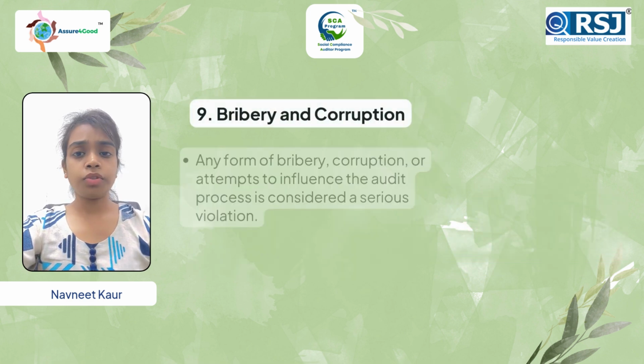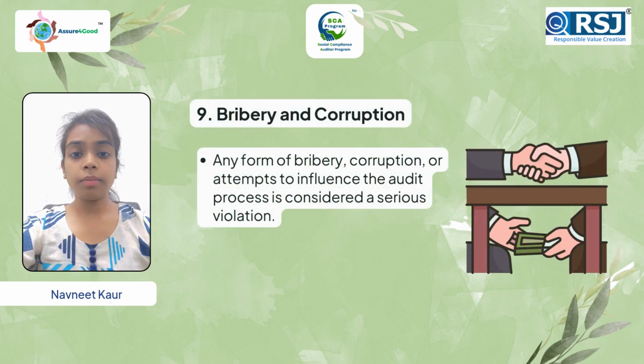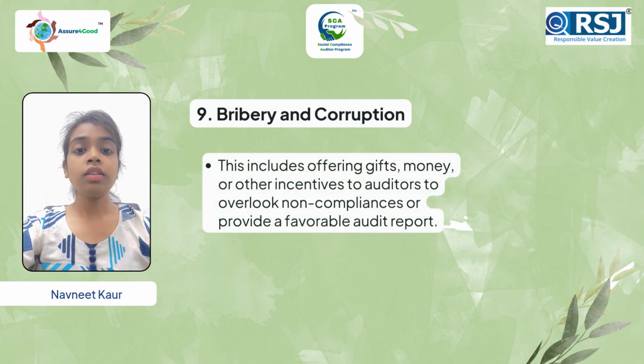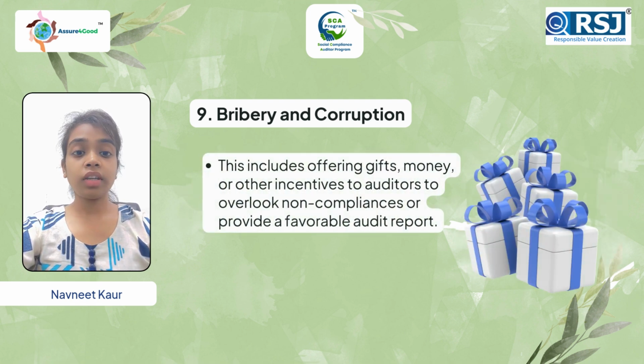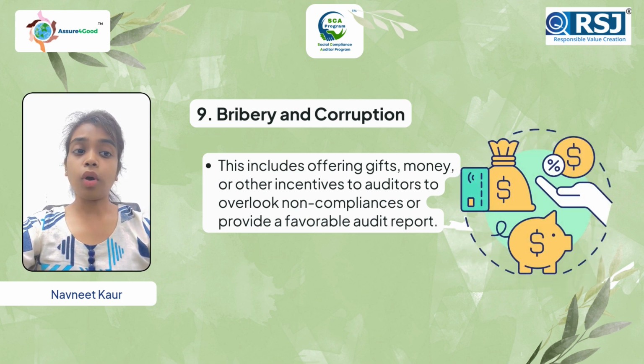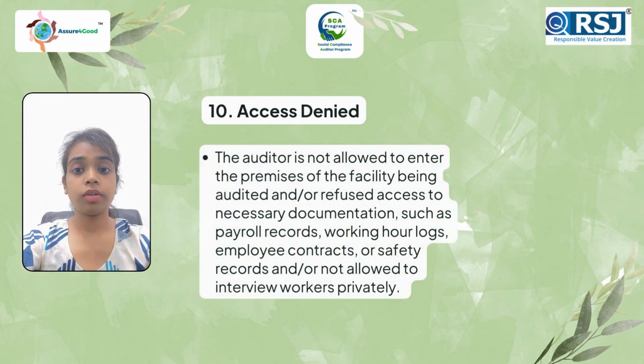Bribery and corruption. Any form of bribery, corruption, or attempts to influence the audit process is considered a serious violation. This includes offering gifts, money, or other incentives to auditors to overlook non-compliance or provide a favorable audit report.